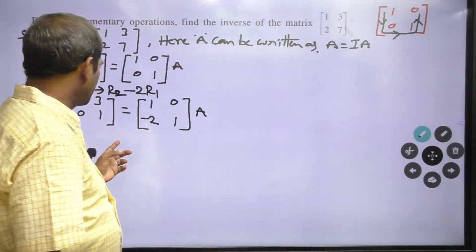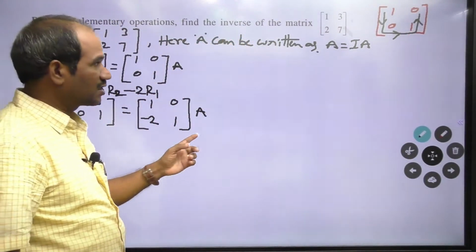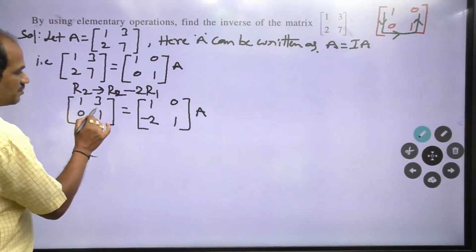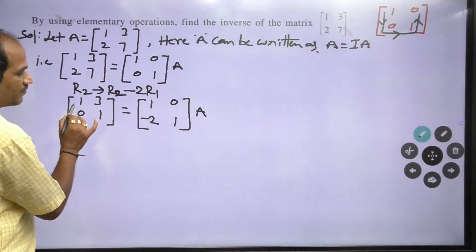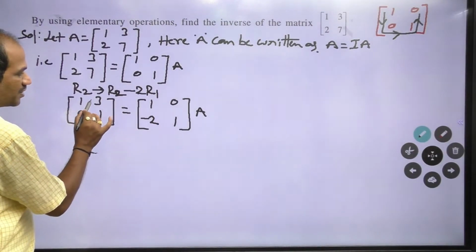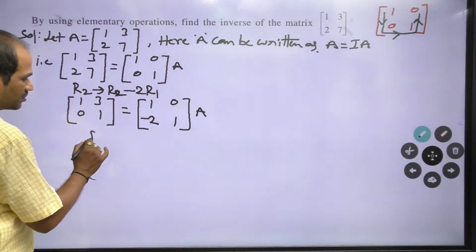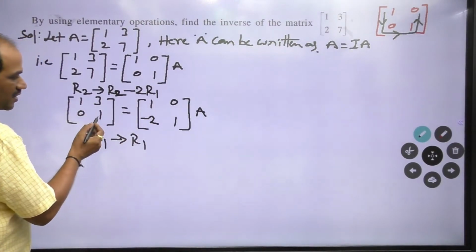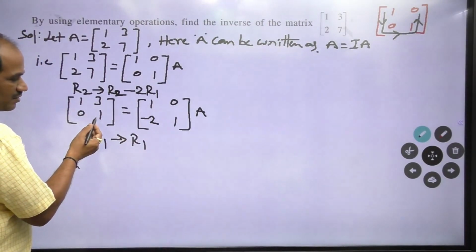Here this element is 1 coming. No problem. Next, converting this element to 0. This element 0 means this is the R1 row. Converting it to 0, R1 row. So R1 goes to R1. Okay. Next here, multiply by 3 and subtraction.